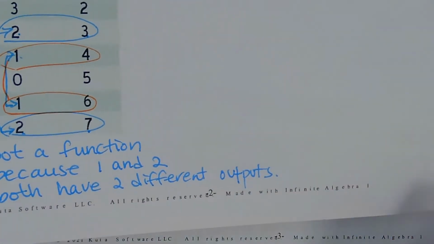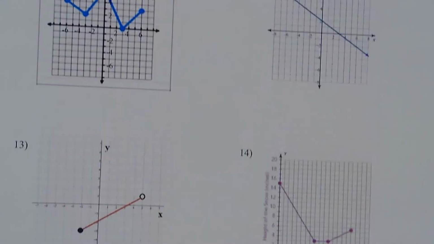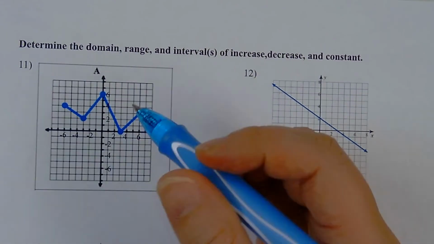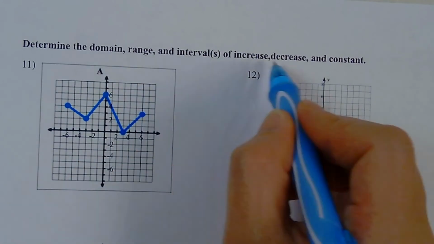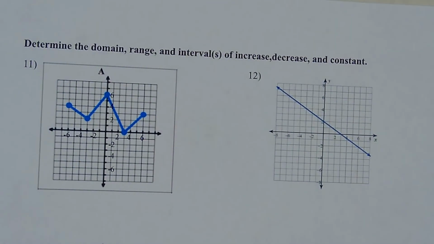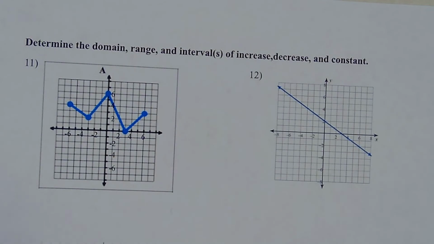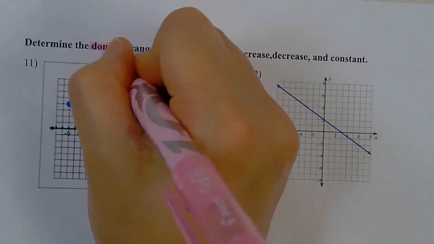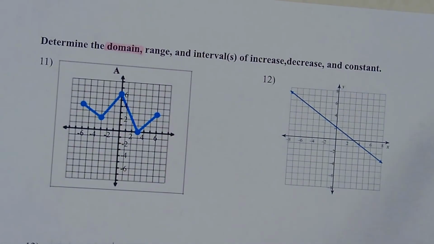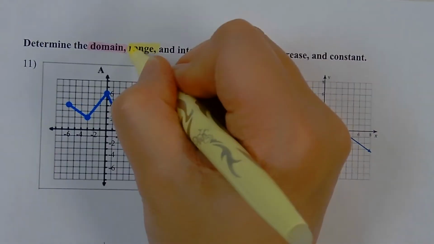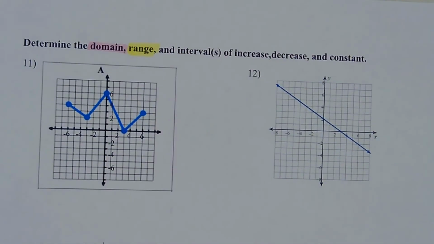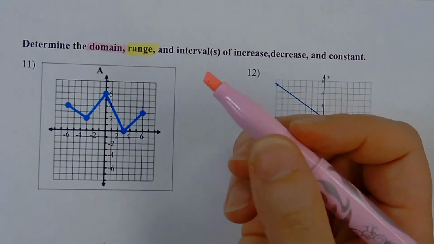All right, so there was function, not a function. And now we're going to do the domain and range. All right, so here we go. We've got domain, range, and intervals of increase, decrease, and constant. So I'm going to do my pink color for domain and my yellow color. Let's see if yellow comes out on here. Yeah, that kind of works. Yellow color for range. And we'll talk about increase, decrease, and constant in a bit. We'll do domain and range first, and then we'll do the intervals.